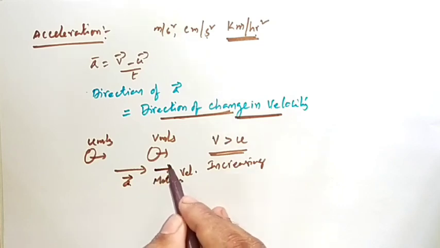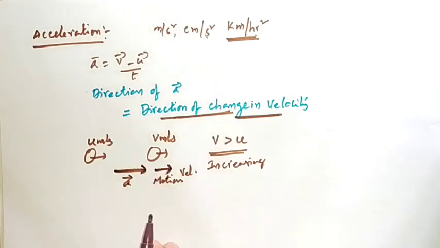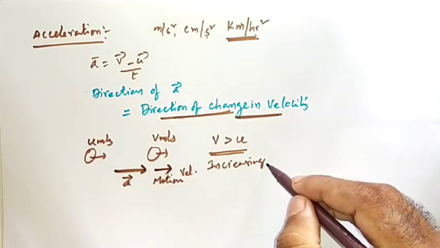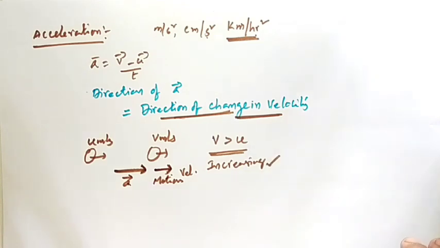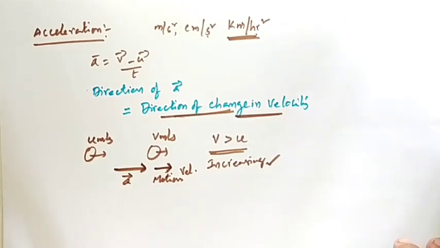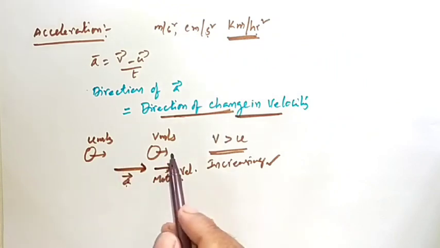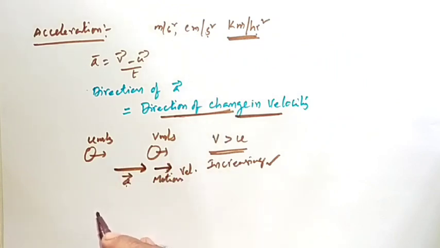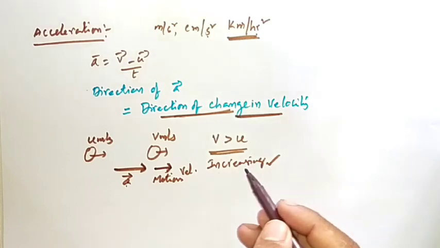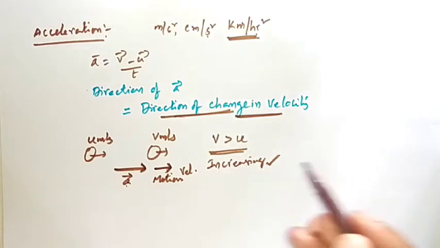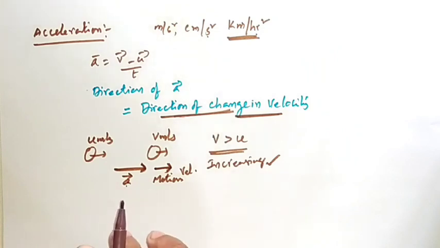The direction of motion and the direction of acceleration are the same when the velocity of the body increases in a straight line. Got my point? Here, acceleration and direction of motion are in the same direction when the body is increasing its velocity in the same direction. Okay, you can see many examples.